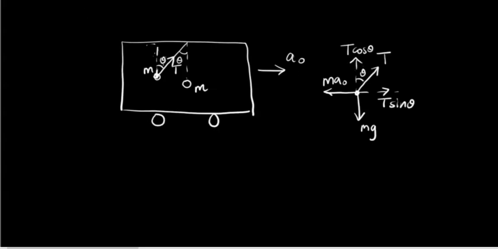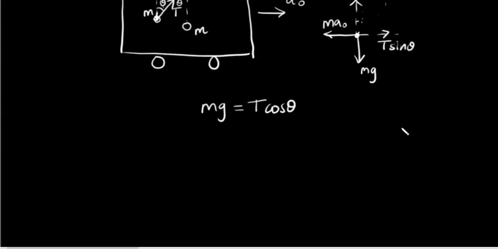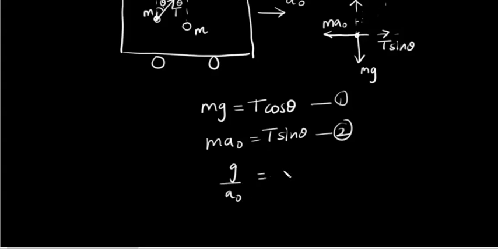Okay, so let me erase this T. Now we have resolved it into two components, T cos theta and T sin theta. Since the mass is stationary, mg is equal to T cos theta. The total forces in the y direction are 0, and in the x direction also they are 0. So ma0 is equal to T sin theta. Suppose this is 2 and this is 1. If I take the ratio, I will get g by a0 is equal to cos theta by sin theta.